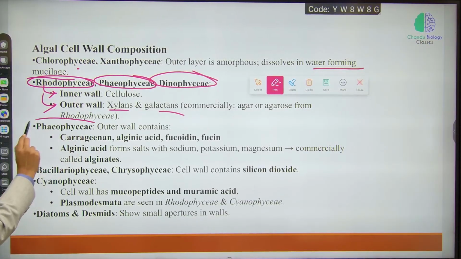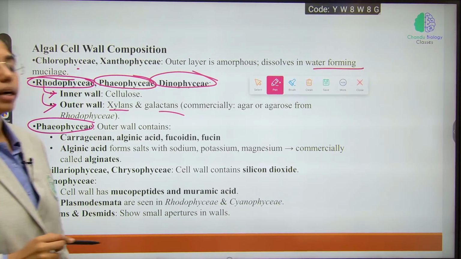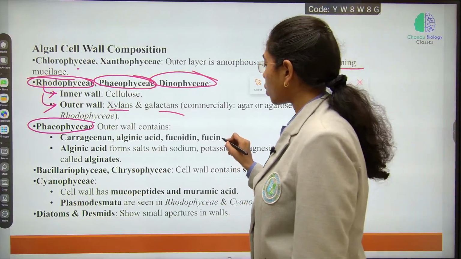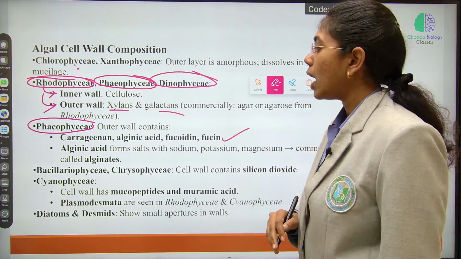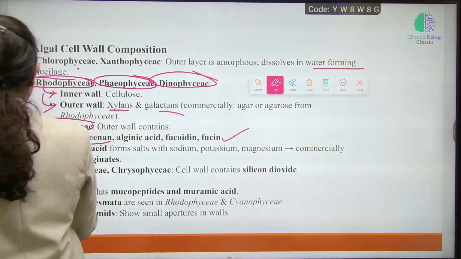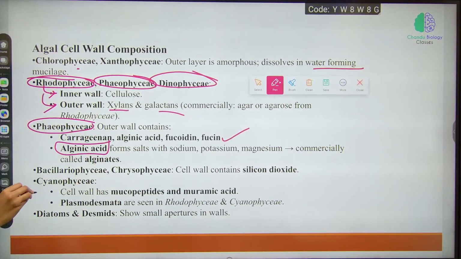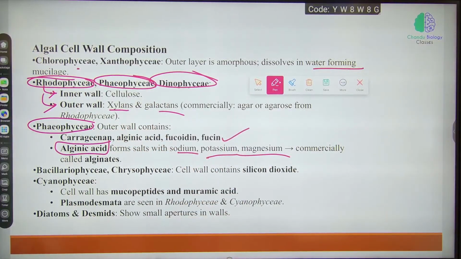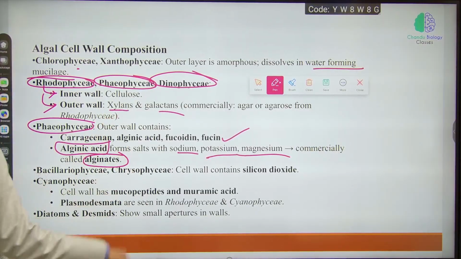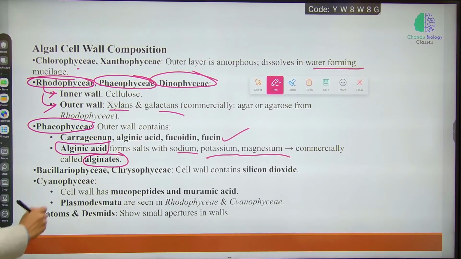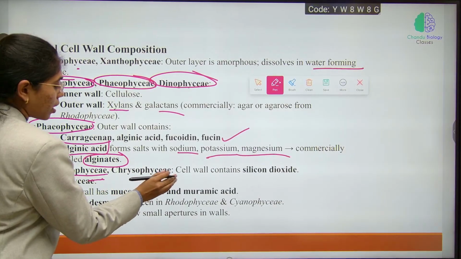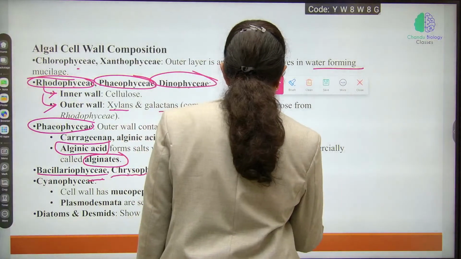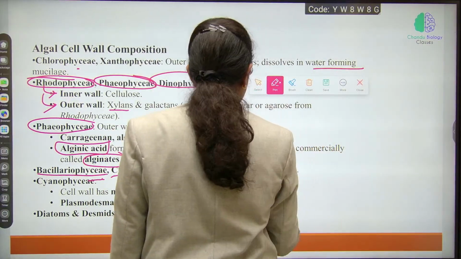In Phaeophycean members, the outer wall layer consists of carrageenan, alginic acid, fucoidin and fucin. Alginic acid forms salts with sodium, potassium, magnesium. These are commercially called as what? Alginates. They are commercially called as alginates. Now, Bacillariophyceae and Chrysophyceae, where the cell wall contains silicon dioxide. Cell wall here contains what? Silicon dioxide.